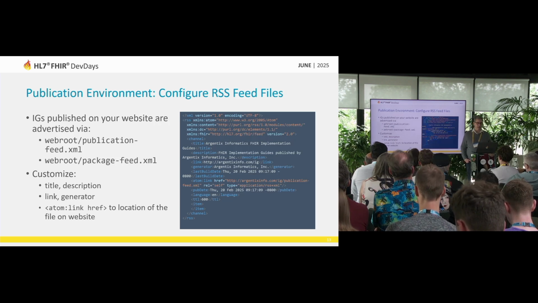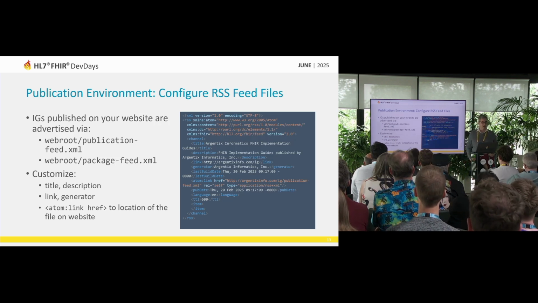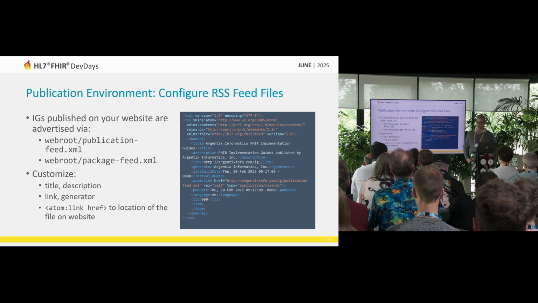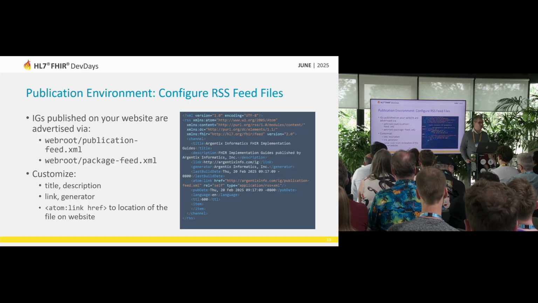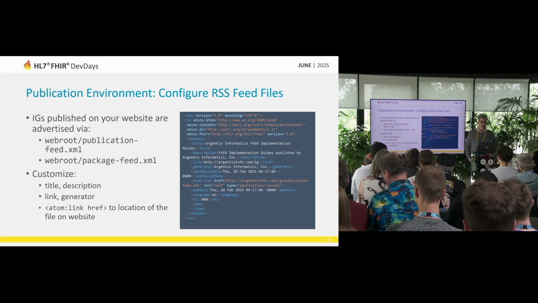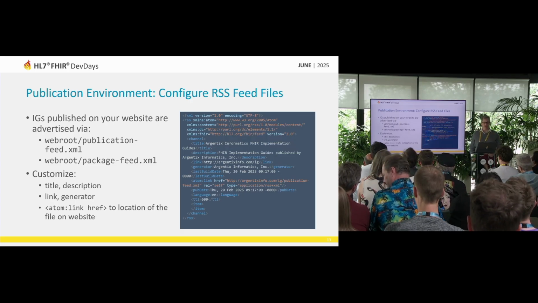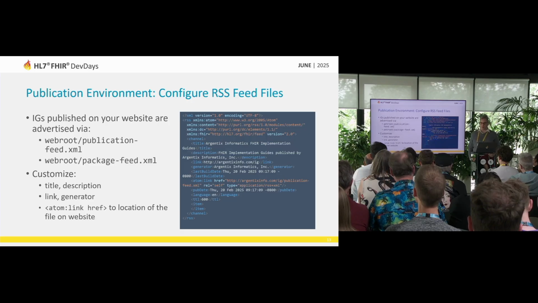Publication feed XML is a feed listing the home page of each IG published on your site, and package feed XML lists the npm packages of each IG. You'll need to customize the content of each of those to reflect your organization and publication layout. The IG Publisher will add to each of those files every time you publish.